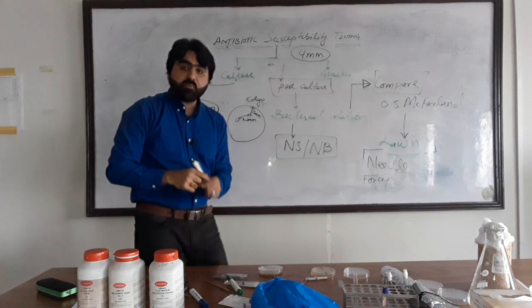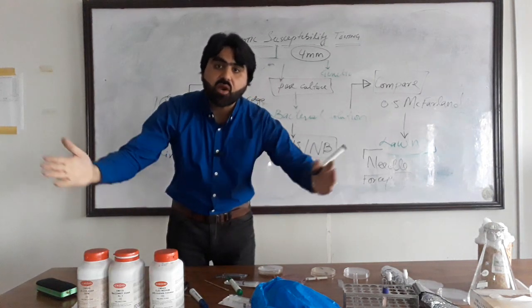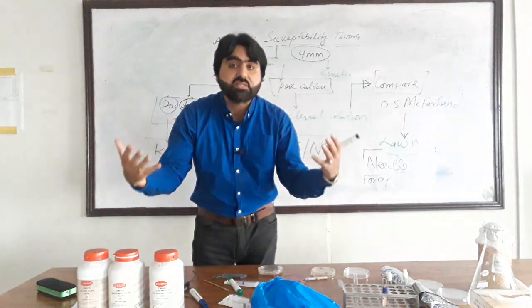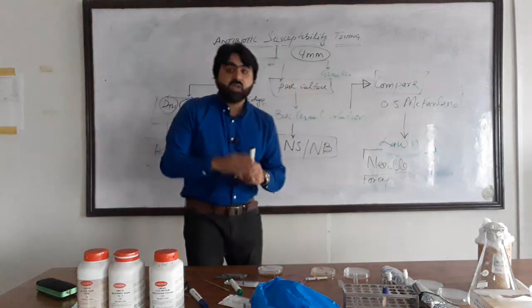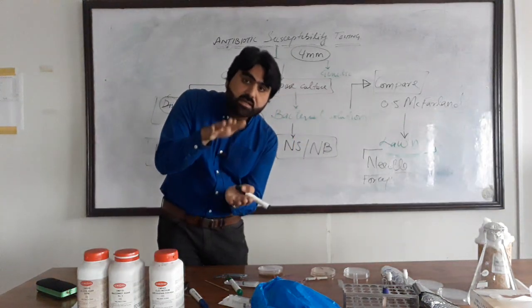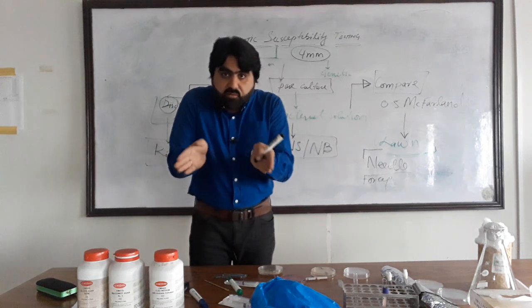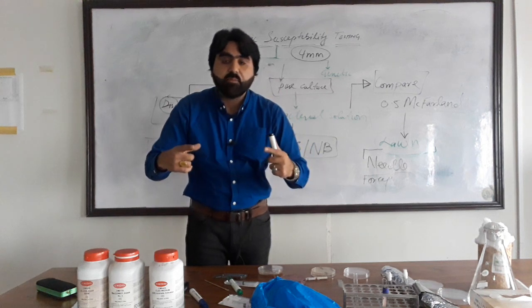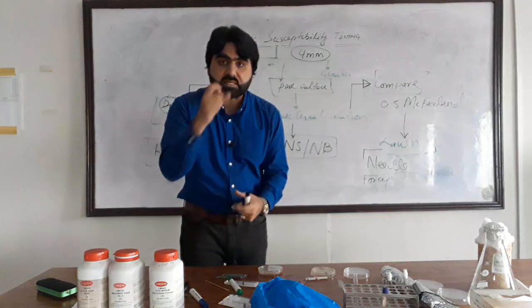If this depth is less than 4 millimeter, then the antibiotic will diffuse far away and it will give you a false sensitive zone, or false sensitive antibiotic, or false large zone. If this depth is greater than 4 millimeter, then the antibiotic will diffuse only to the vicinity of the disc. Therefore, the zone of inhibition will be small and it can result in false resistance.